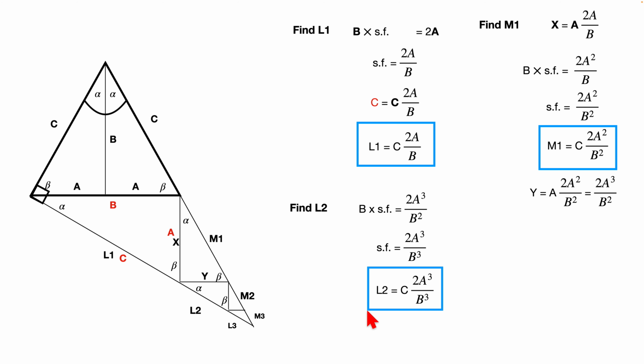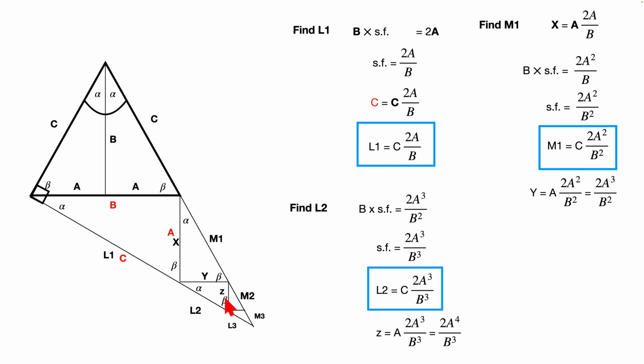So far so good. We'll introduce a new length here, which is z. We're doing exactly what we did for this one. z was the original a multiplied by this scale factor. So z equals a times 2a cubed over b cubed, which equals 2a to the 4 over b cubed.